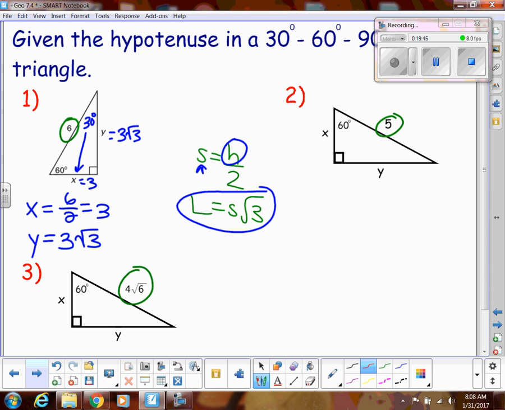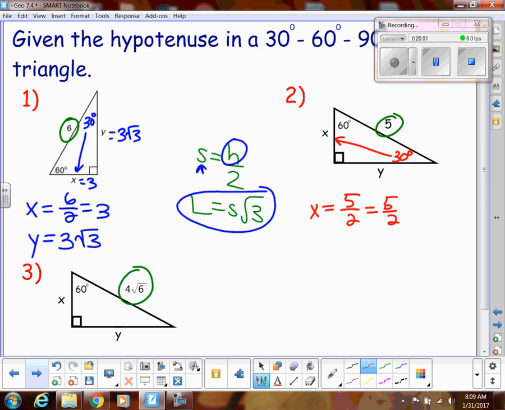All right, over here. First, pick out which is the short leg. Here's the 30-degree angle, there's the short leg. X is going to be half of my hypotenuse. So you can either, well, let's keep it as fractions.